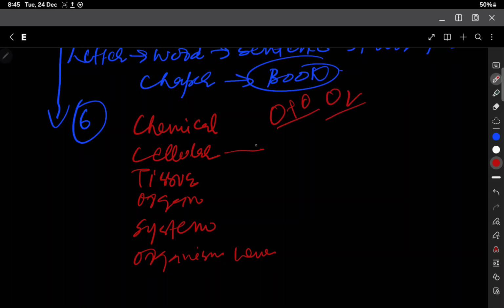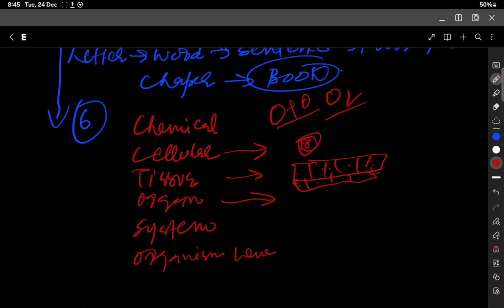Then we go to the cellular level. Cell is the basic structural and functional unit of living organisms, including human beings. So this is the structure of the cell. Then different cells combine and form tissues. This is an example of a tissue, where different cells are present. Then these tissues together form an organ. For example, the stomach is formed, then different systems are formed, then a whole organism is formed.